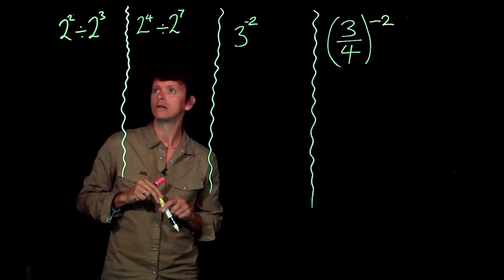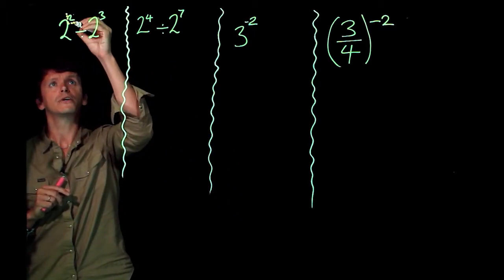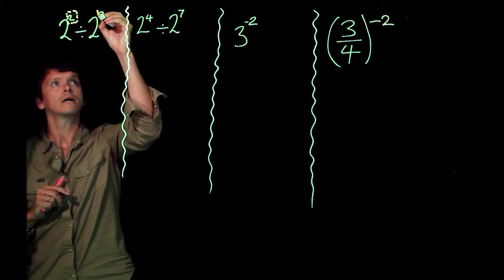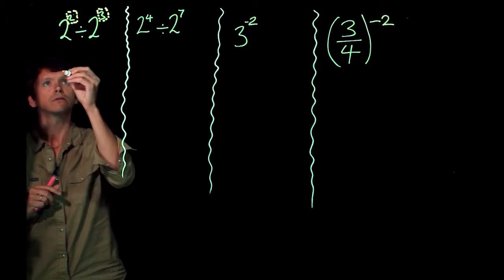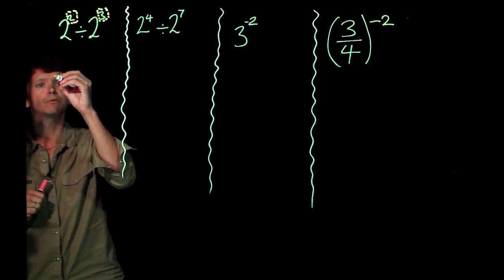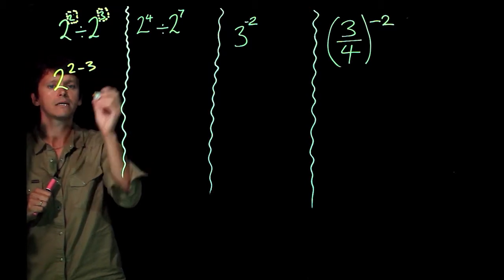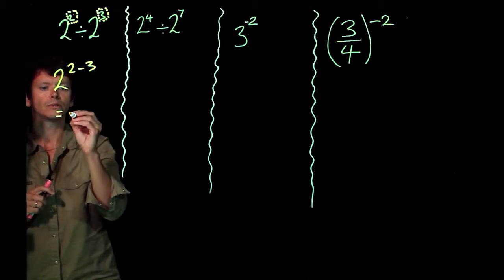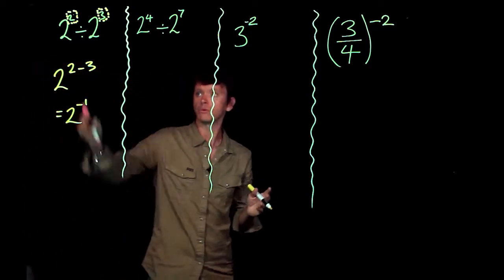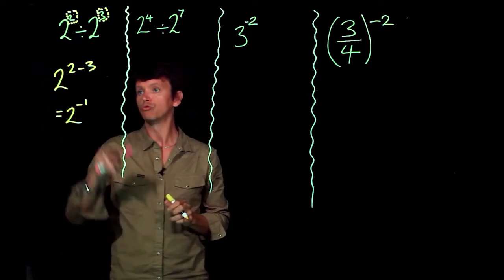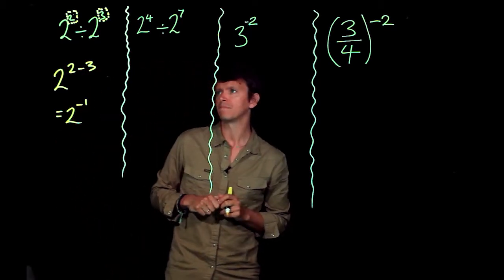If you remember from our previous video, when we look at the powers, 2 squared divided by 2 cubed gives us 2 to the power of 2 minus 3, which equals 2 to the power of minus 1. Okay, great. So we've just applied our rule that we worked out last time. But we've got this negative power.